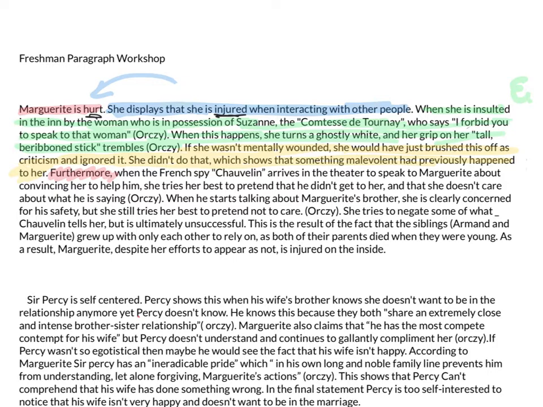So, when the French spy Chauvelin arrives in the theater to speak to Marguerite about convincing her to help him, she tries her best to pretend he didn't get to her and that she doesn't care about what he is saying. You actually have two different parts of a paragraph here. They're kind of getting pushed together. And sometimes this happens in that second argument. It's almost like you get tired and things get a little loose. But I want you to look at this beautiful first argument, and I want you to tell me, how is this section not as clean as this section up here?